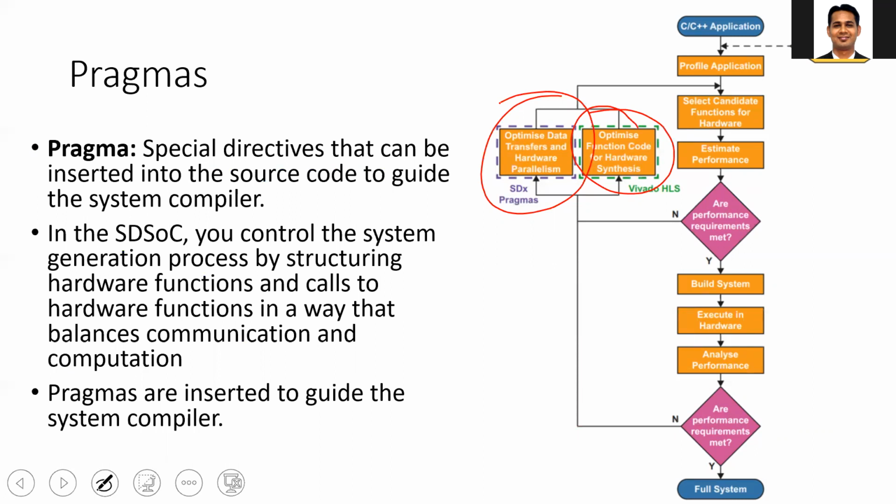So here the pragmas are used, which act as special directives that can be inserted into your C code or C++ code to guide the system compiler. In the SDSoC, you can control the system generation process by structuring the hardware functions using the Vivado HLS pragmas and calls to the functions using the SDS pragmas, which control the data motion networks so that you can balance the communication between the PS and PL along with the computation inside the PL.